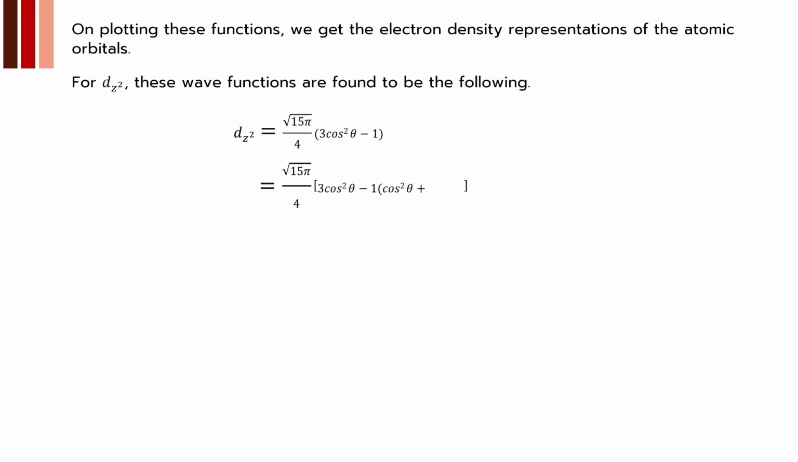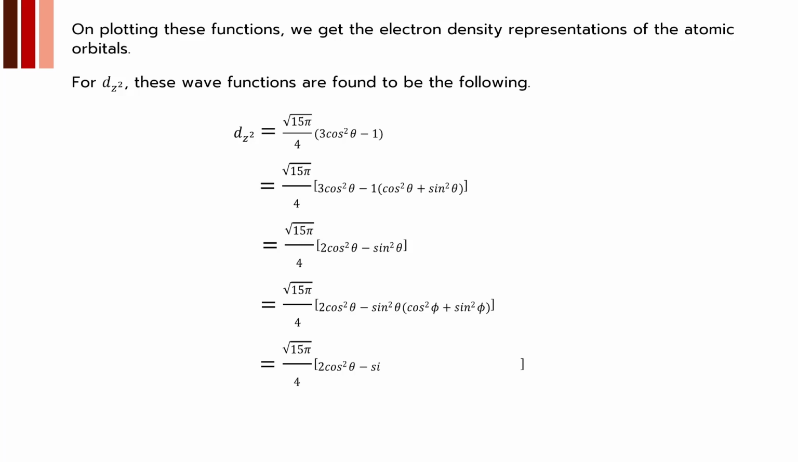If you want to manipulate this equation a bit, then you have 3 cos² theta minus 1 into bracket cos² theta plus sin² theta, which is equal to 1, and therefore it becomes 2 cos² theta minus sin² theta. And if I put cos² phi plus sin² phi instead of 1 in multiplication with sin² theta, and solve this, what you get is 2 cos² theta minus sin² theta cos² phi minus sin² theta sin² phi, which is equal to 2z² minus x² minus y². So you can see that 3 cos² theta minus 1, that is equivalent to dz², is equivalent to 2z² minus x² minus y².